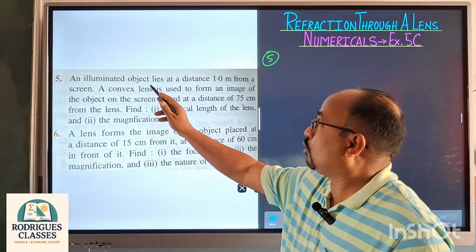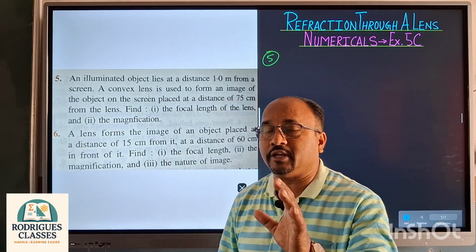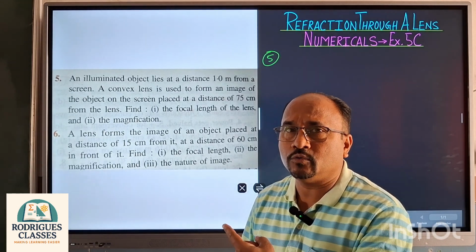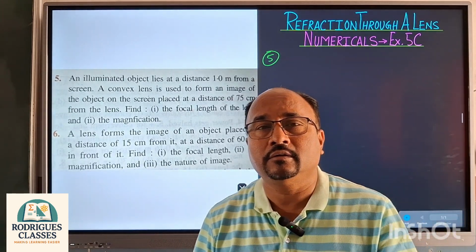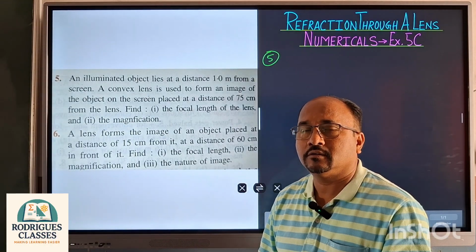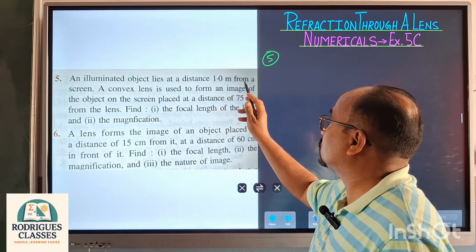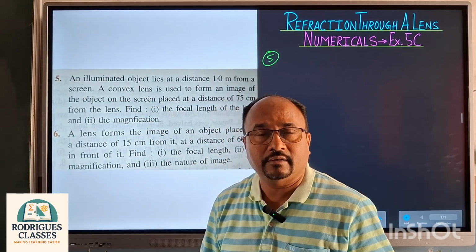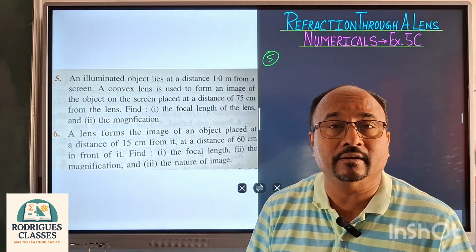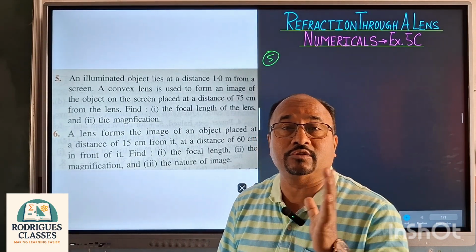An illuminated object lies at a distance of 1 meter from the screen. So that 1 meter will take it as 100 centimeter. So are you taking that U as 100 centimeter? Take a proper look. Is that U given to you 100 centimeter? Let us read it again. An illuminated object lies at a distance of 1 meter from the screen. Object is 1 meter from the screen. It is not object distance, it is the distance from the object to the screen.